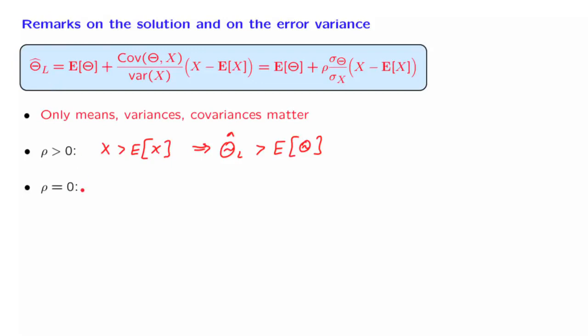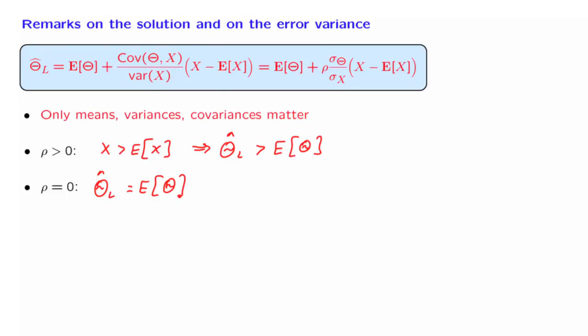Suppose that rho is equal to 0. X and theta are uncorrelated. Then this last term here disappears, and in this case our estimate is going to be just the expected value of theta. In other words, our estimate doesn't make any use of the data. Essentially what's happening is that a linear estimator exploits the correlation between the two random variables to come up with an estimate. But if the two random variables are uncorrelated, then there's nothing that it can do, and it does not give us anything useful. It just reports back the expected value of theta.